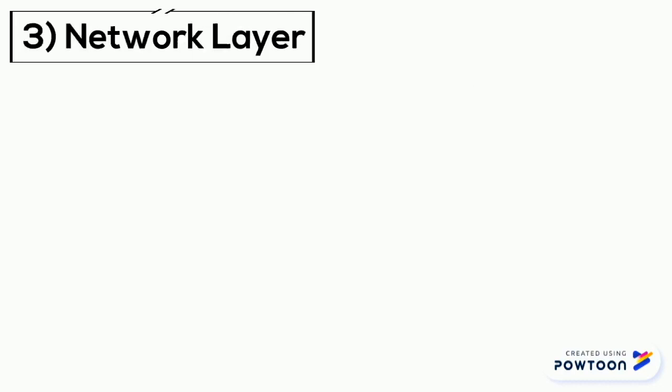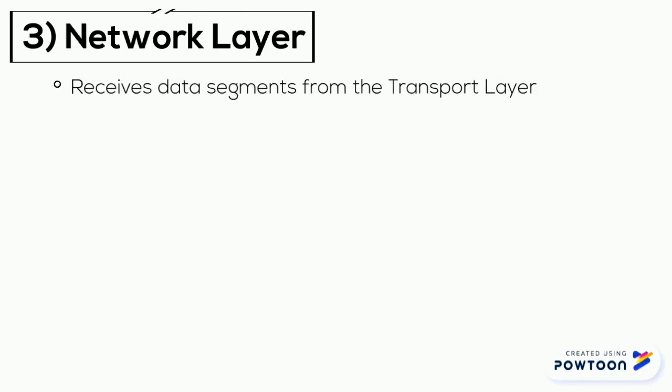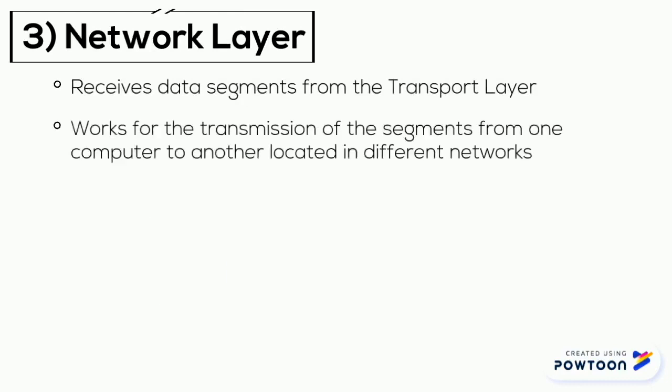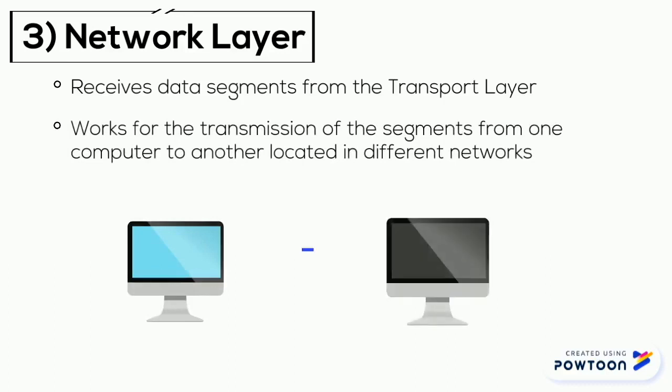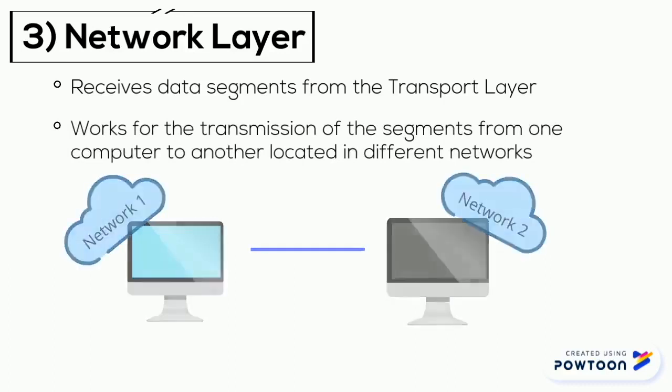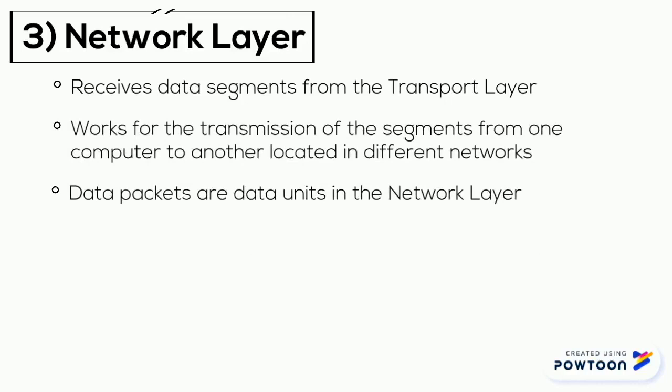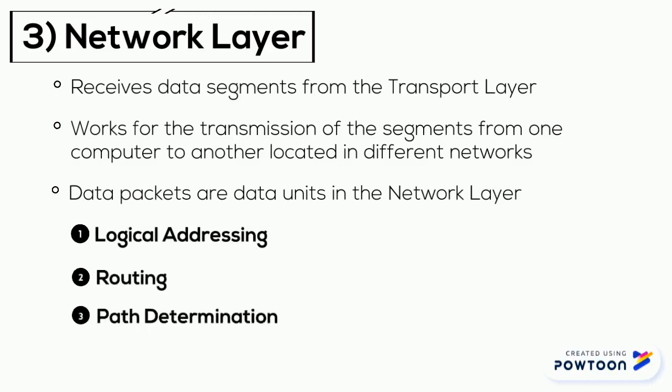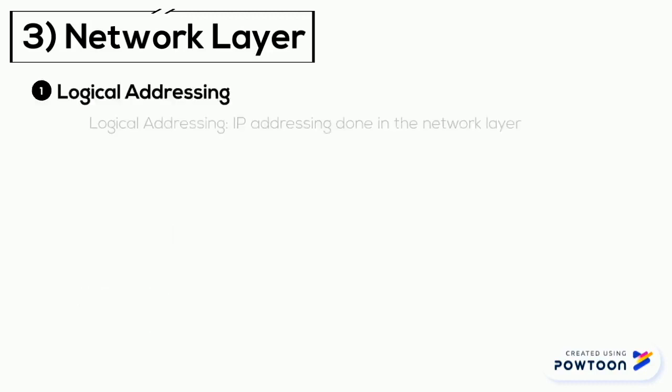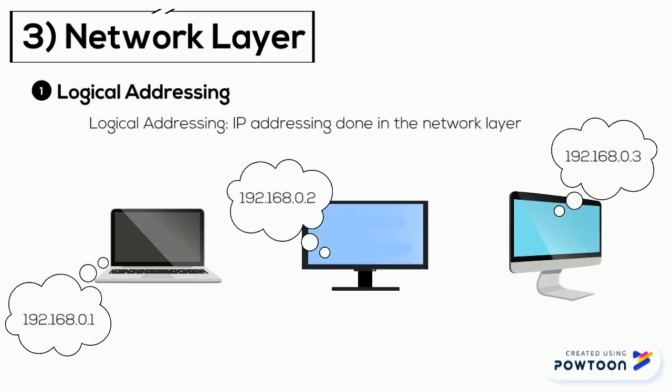Layer 3, the network layer, receives data segments from the transport layer. It works for the transmission of segments from one computer to another located in different networks. Data units in the network layer are called packets. This layer is used for logical addressing, routing, and path determination. IP addressing done in the network layer is called logical addressing. Every computer in the network has a unique IP address.